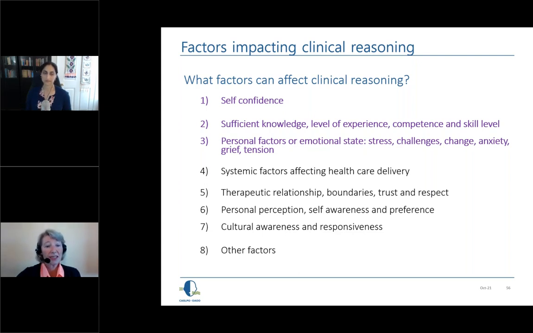And then number 6 is personal perceptions, self-awareness and preference. So this is really the ability to self-reflect. Now, I'm assuming as students, a lot of work has been done on this. So as new graduates, hopefully your ability to do this is already very well honed. But of course, good insight is needed to be able to keep developing your clinical reasoning.